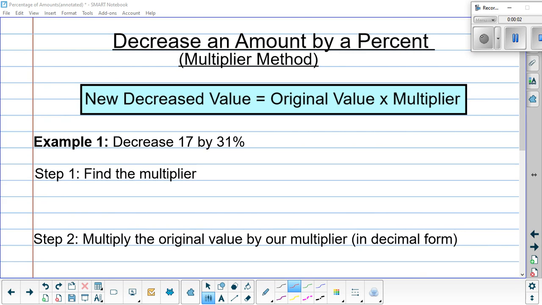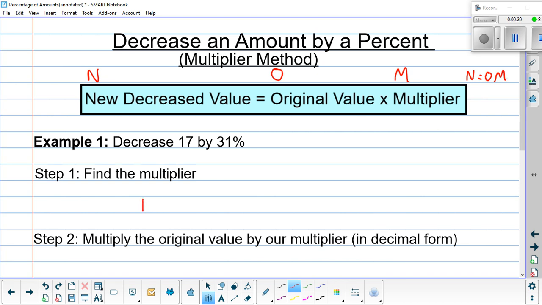Alright, welcome back, and we're going to look at decreasing an amount by a percent, the multiplier method, or through use of a calculator. This is very similar to what we did with increase, only we're bringing together a couple of different things that we've done. If you notice, we have this formula again: our new is equal to our original times our multiplier. And we have to find the multiplier first.